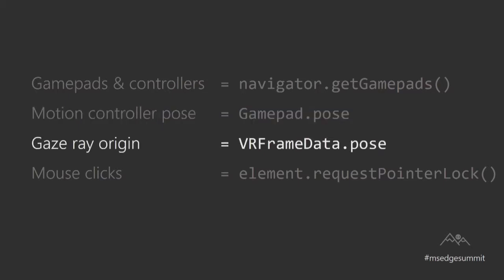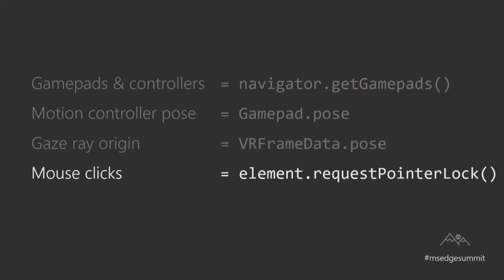When you don't have motion controllers available, you can use the VRFrameData pose object to get the gaze ray's origin from the user's head. But remember, don't use this data if the getFrameData API has returned false.